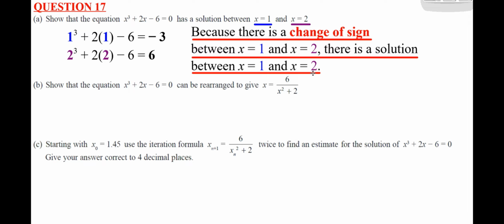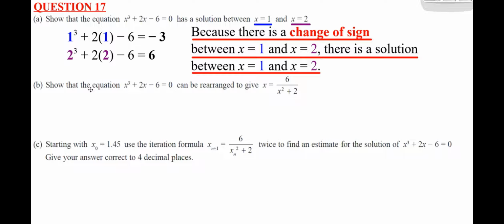That's not necessarily the only solution. In fact, very rarely is there just one solution. It's very likely that there's more than one. But all we need to say here is that between these two values you've subbed in, there's a change of sign, therefore a solution in between these two values.